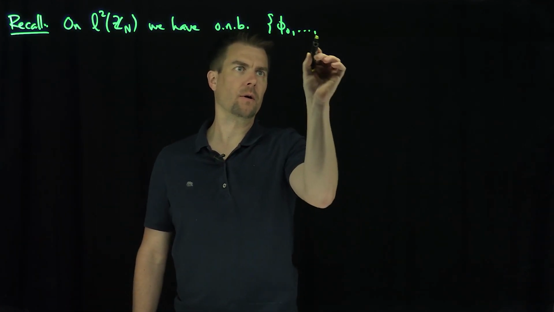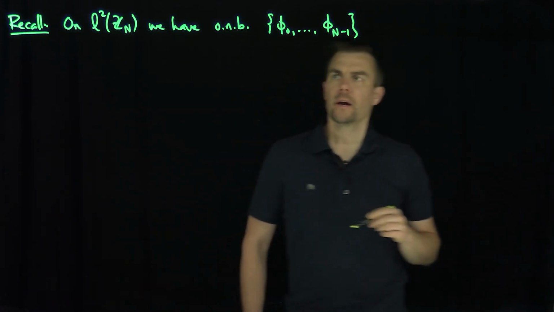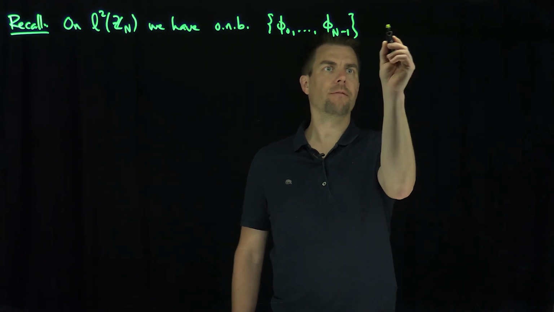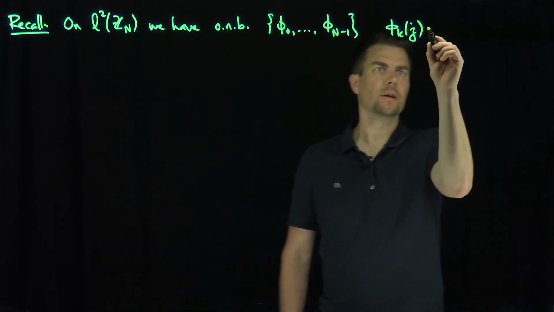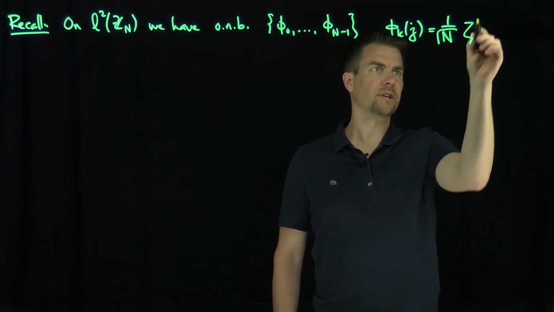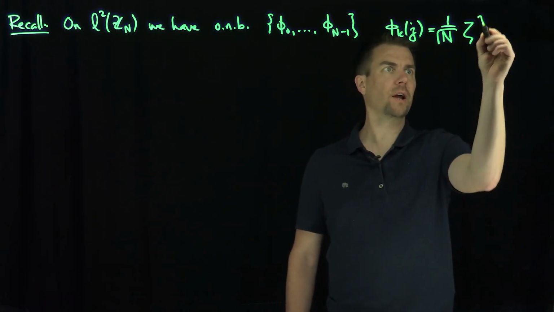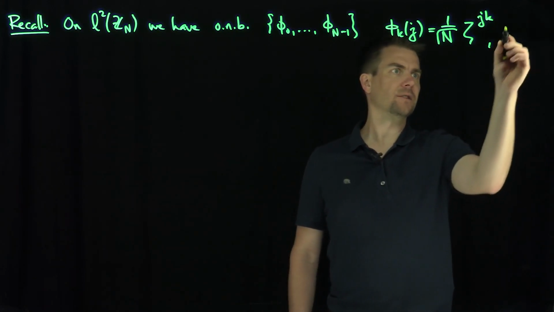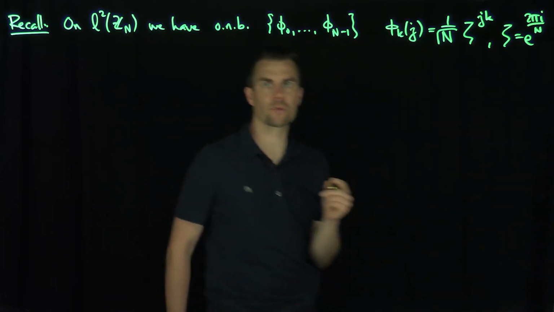Phi 0 through phi n minus 1. And what do we know about these basis elements over here? Where phi k of j is equal to 1 over the square root of n times zeta to the kj. And here zeta is a primitive root of unity, e to the 2 pi i over n, right? That was an orthonormal basis.